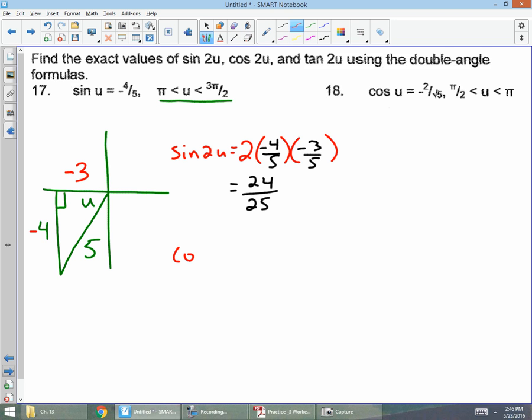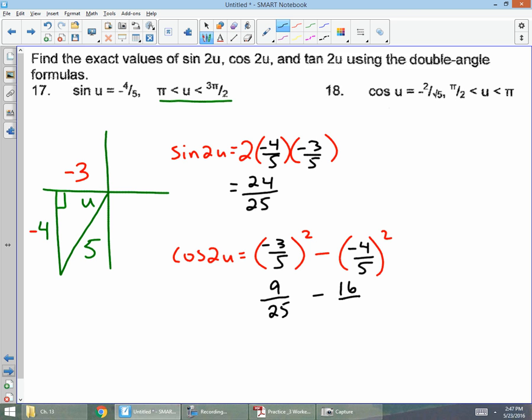The cosine of 2u equals cosine squared minus sine squared. Well, cosine was negative 3/5, and the sine is negative 4/5. So let's go ahead and square these. You get 9 over 25 minus 16 over 25, and that gives us negative 7 over 25.